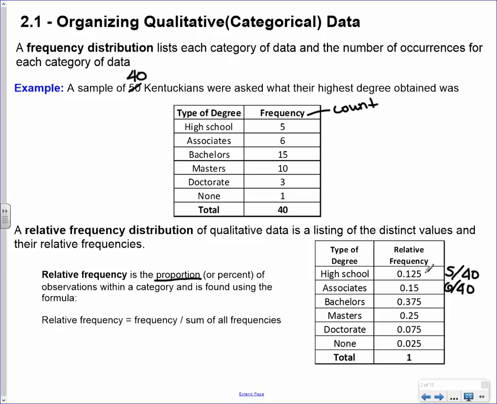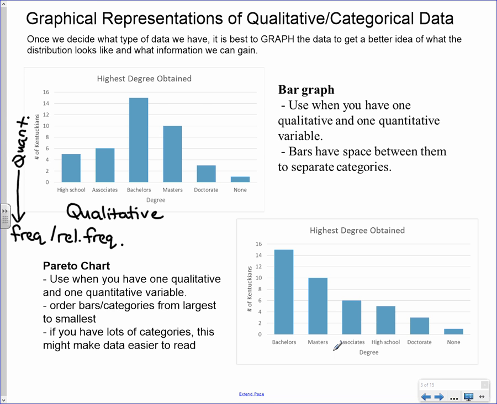This decimal is typically what we would call a proportion. You can do it as the fraction or the decimal, but usually people like to hear it as a percentage. It makes a little more sense to say 25% of people had their master's degree versus saying the proportion of people who had masters was 0.25. That doesn't always make as much sense to people for just trying to explain our data to them. So for a relative frequency, the simple equation is that the frequency is divided by the sum of all the frequencies.